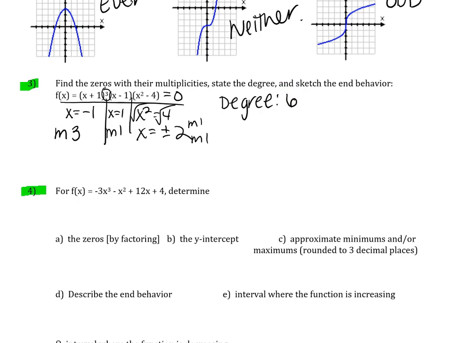Now, since the leading coefficient is positive and my degree is an even number, that tells me that my end behavior is the same and it must be going up. Okay? So that's where you guys just really have to have your end behavior memorized.